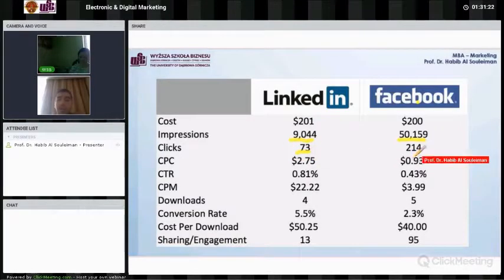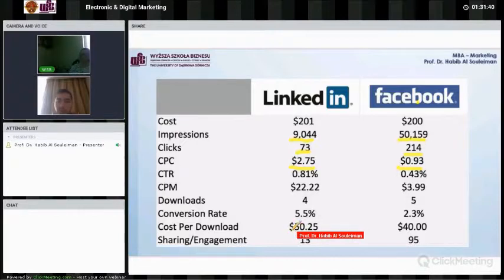Number of clicks on LinkedIn, 73 clicks. On Facebook is 214. So the average cost for him was around $3, which is very cheap. You will never be able to do it with $3. Usually you have to pay much more. And on Facebook was less than $1.